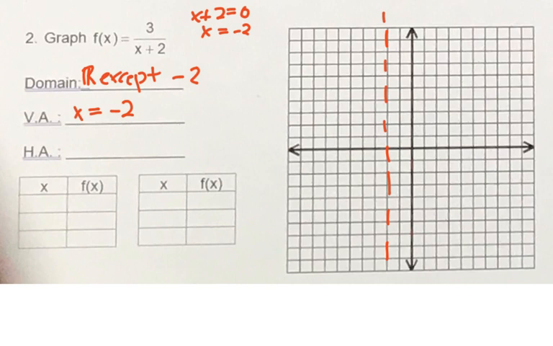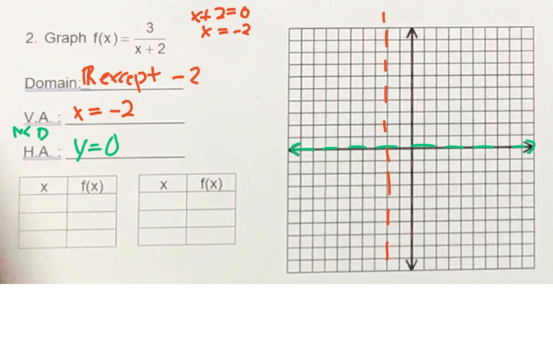To get my horizontal asymptote, I look at the degrees. Here, the denominator is bigger than the numerator. So the degree of the numerator is less than the denominator. Whenever that happens, it's always y equals 0. Whenever I have a bigger x exponent on the denominator.